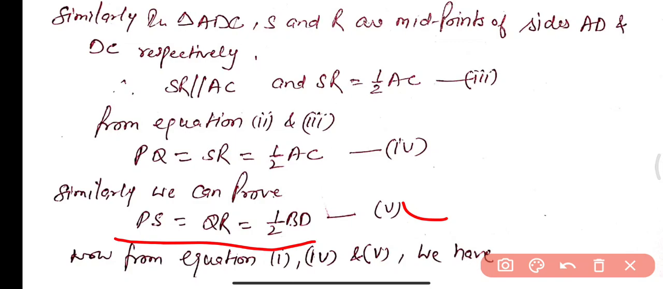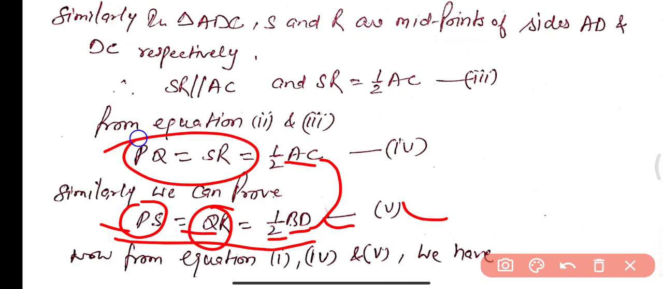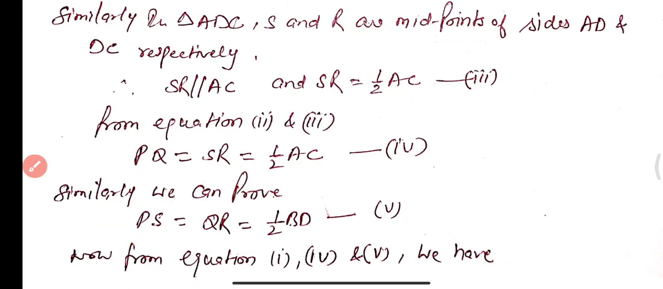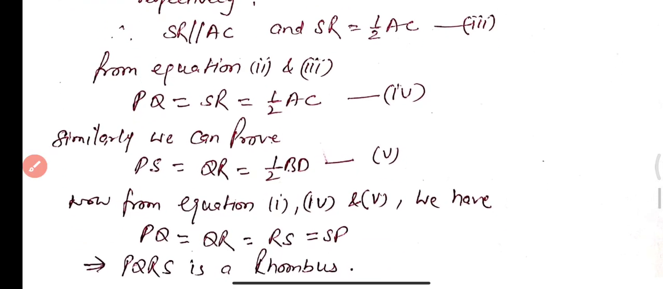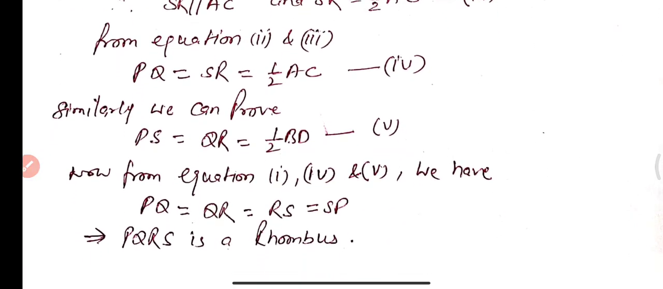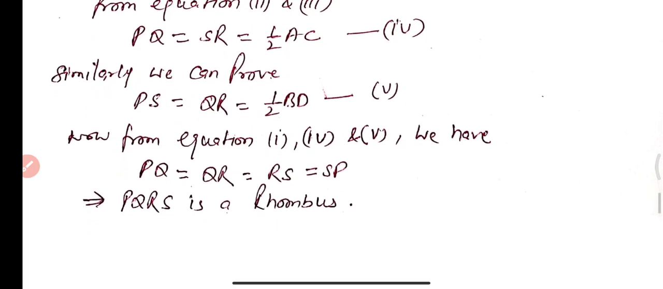We can also prove this by taking other triangles. PS equals QR equals half of BD, but we know that AC and BD are the diagonals of the rectangle and these two are equal, so we can say PS equals QR equals half of AC. So we can equate all these sides. From equations 1, 4 and 5 we can say PQ equals QR equals RS equals SP. All four sides of quadrilateral PQRS are equal. So quadrilateral PQRS is a rhombus.